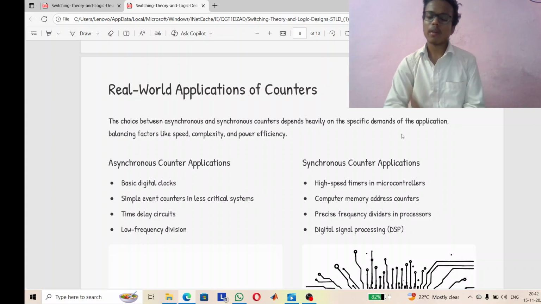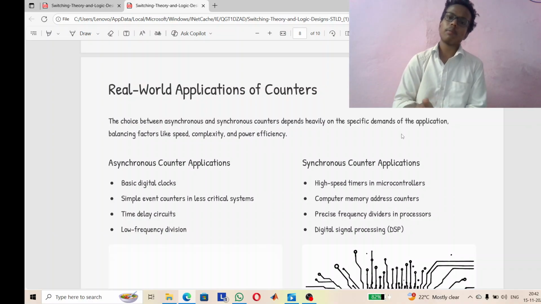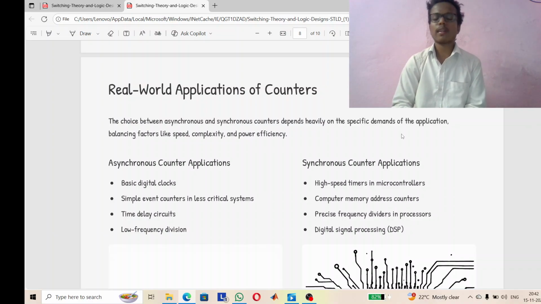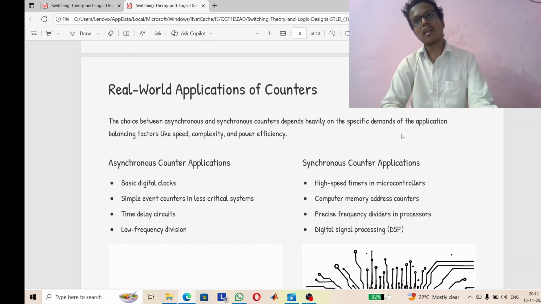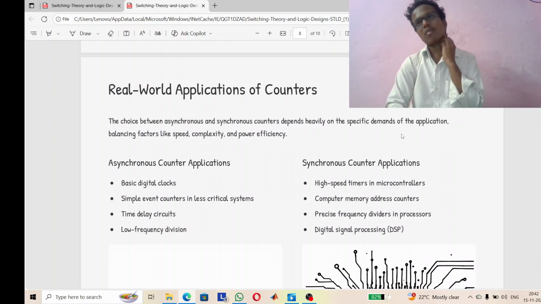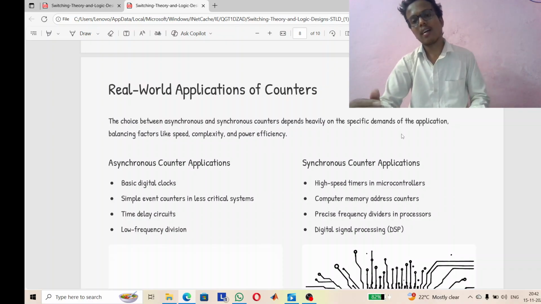If we see the arrow mark direction, for up counters it is up, for down counters the arrow mark direction is down, and for up-down counters the arrow mark shows both up and down.